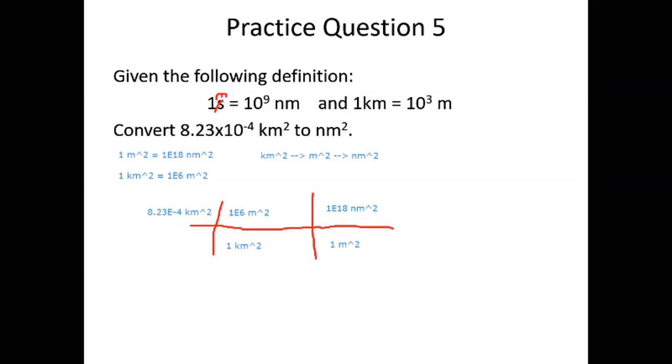So what we do is, when we multiply, we add exponents. 10 to the negative 4 times 10 to the 6 is 10 to the second. 10 to the second times 10 to the 18th gives us 10 to the 20th. So that equals 8.23 e to the 20th nanometers squared. Now, does that make sense? Yes, because we're going from a large metric prefix to a smaller one, so our exponent should increase. And since it's squared, it's going to increase quite a bit. So this answer does make sense.